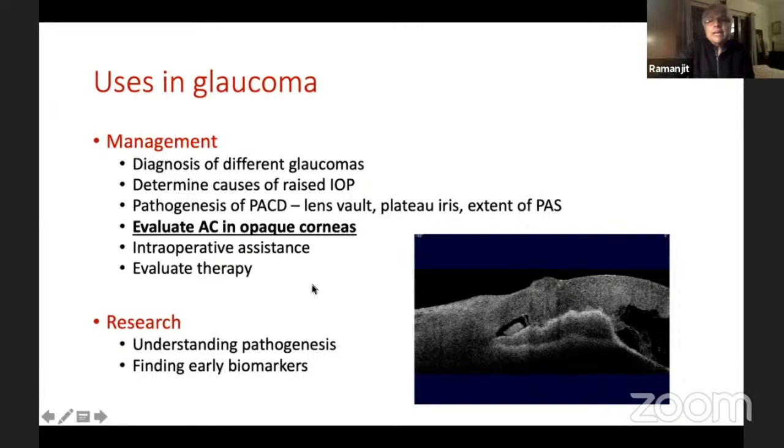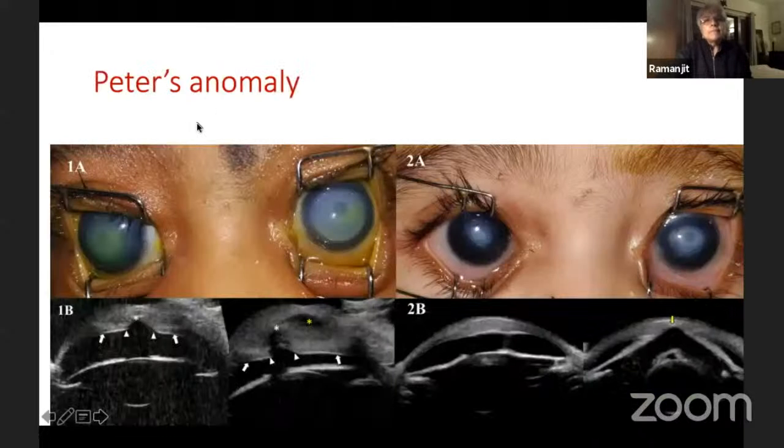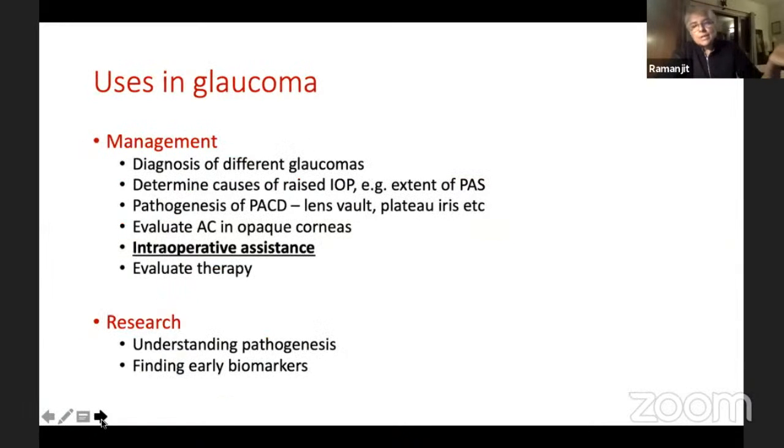If we want to evaluate the anterior chamber in opaque corneas, one, as I've already said, is in post-PK glaucomas. Here we have a patient with Peters anomaly, and this was actually an UBM, but you can do a similar one with an anterior segment OCT, which shows you what is happening. And post-surgery, you can see the clearing. I'm sorry, in children we find it a little difficult to do an ASOCT, but it was just to tell you that this evaluation can be done.